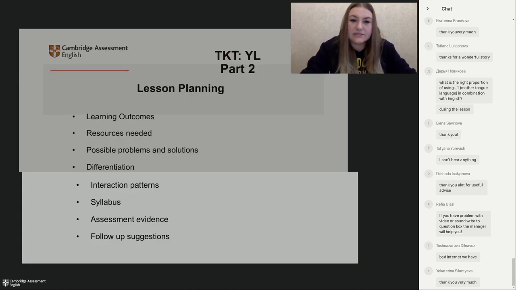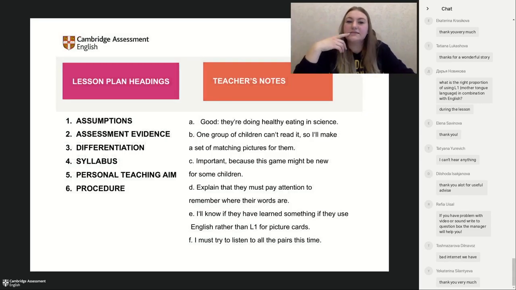Okay, and here you can see the lesson plan headings on the left: assumption, assessment evidence, differentiation, syllabus, personal teaching aim, procedure. And on the right, you can see teacher's notes. What I would like you to do, I think you have already understood, I would like you to match the lesson plan headings with the teacher's notes. Can you please share your ideas on our chat box? And I'm waiting for your answers, okay?